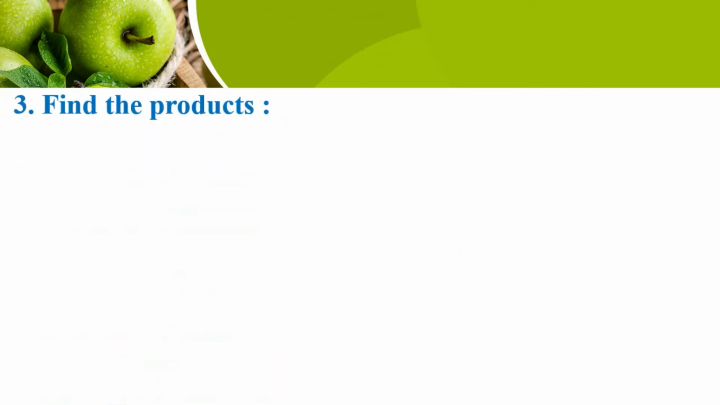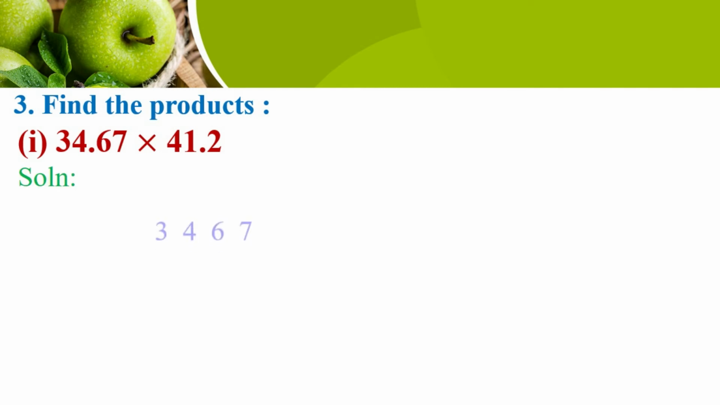Let's see the third problem. Find the product. Product means multiplication. First question, 34.67 multiplied by 41.2. Here 34.67 is a decimal number and 41.2 is a decimal number. Now multiply both decimal numbers. Let us find the solution. The first step, ignore the point. We get 3467. The second number, 412.